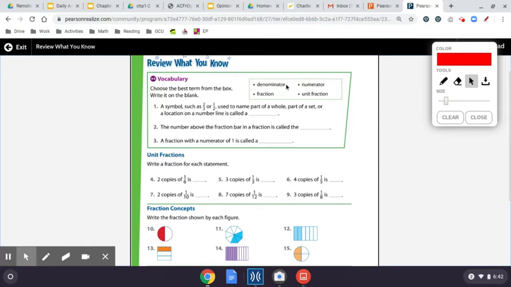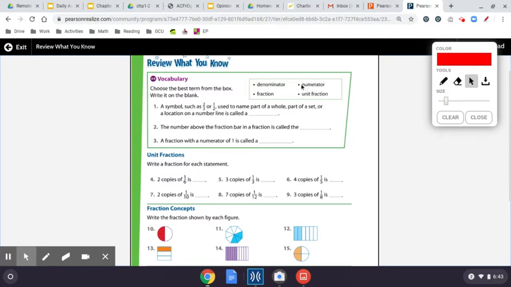So a denominator, that's the bottom part of a fraction. That's how many pieces make up the whole shape, how many pieces are in the whole. That's what they want to know. For example, if I was looking at this fraction right here, there are two pieces that make up the whole. So the denominator would be two. If I was looking at this shape right here, one, two, three, four, five, six, seven, eight pieces make up the whole. So the denominator would be eight. So the denominator is how many pieces make up the whole.